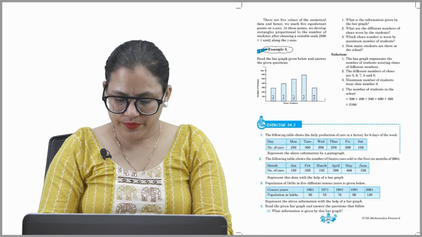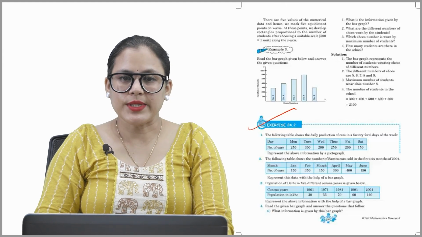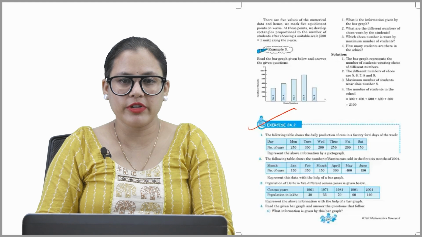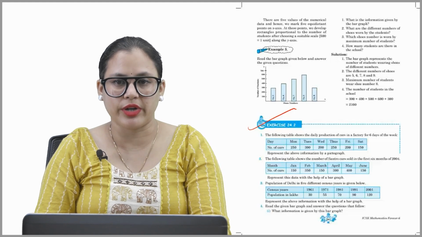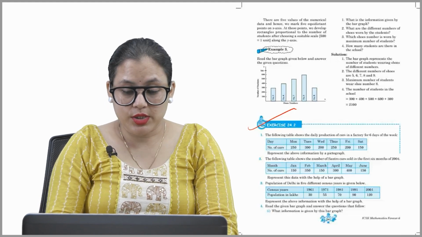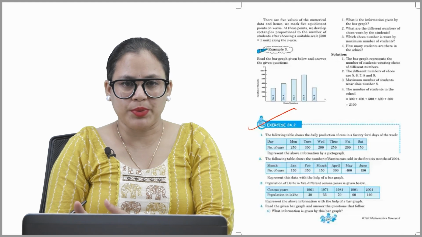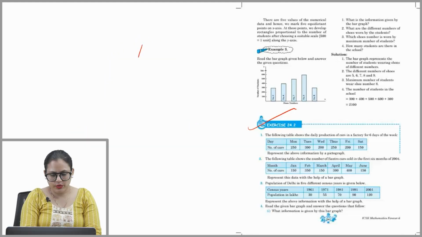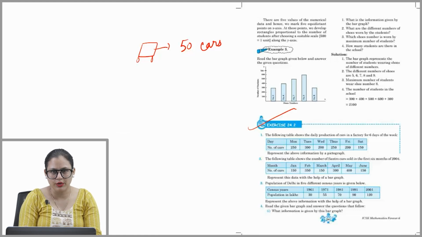Exercise 24.2. The following table shows the daily production of cars in a factory for 6 days of the week. Represent the above information by a pictograph. The number of cars is 250. You cannot make 250 pictures, right? So what will you do? You can choose any scale. Okay, we'll choose this. This figure means 50 cars. Or you can draw any kind of figure.